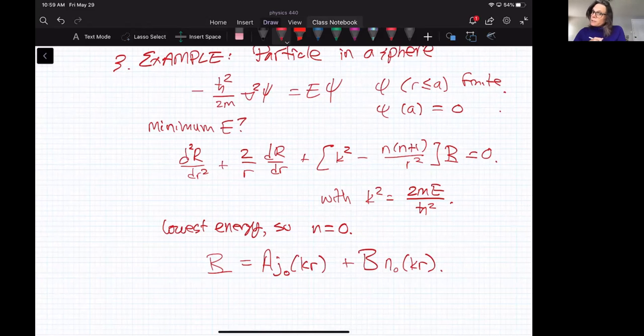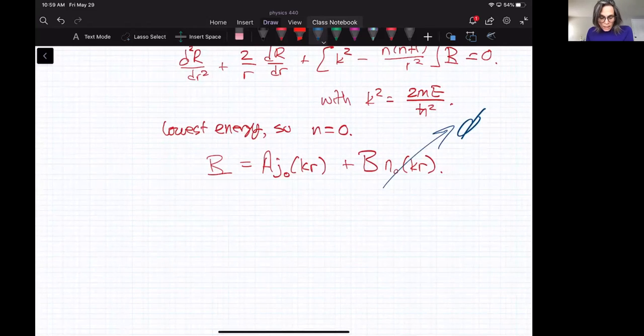The spherical Neumann function is essentially like the regular Neumann function. It'll blow up at the origin. So B has to be equal to 0. So this is entirely solved by the spherical Bessel functions. And since we've chosen n equals 0, we know that there's no orbital angular momentum.